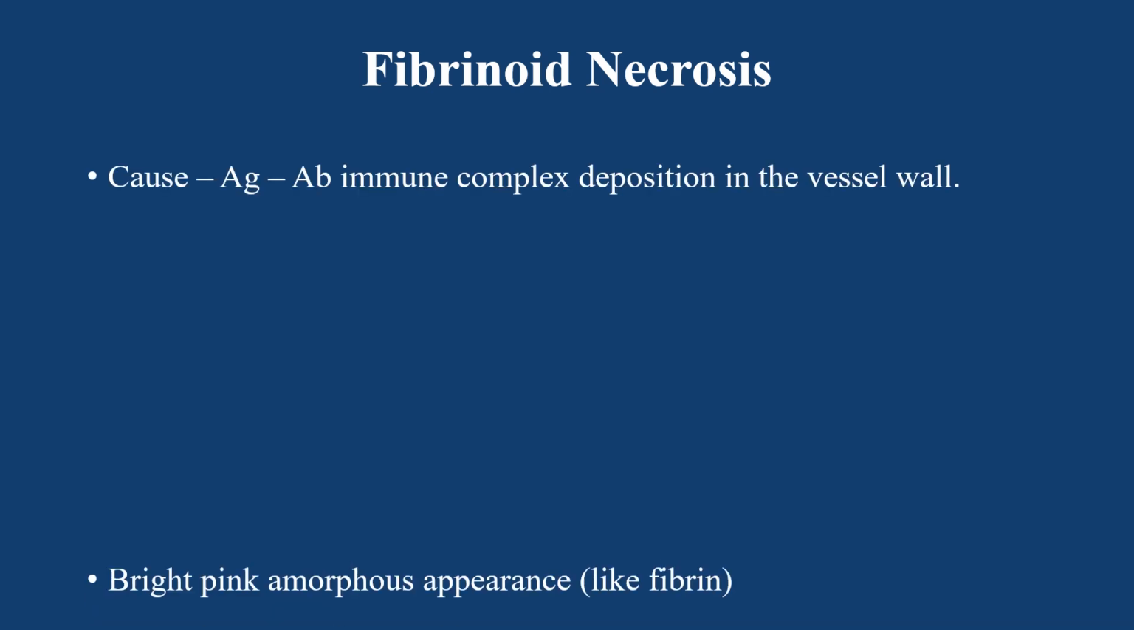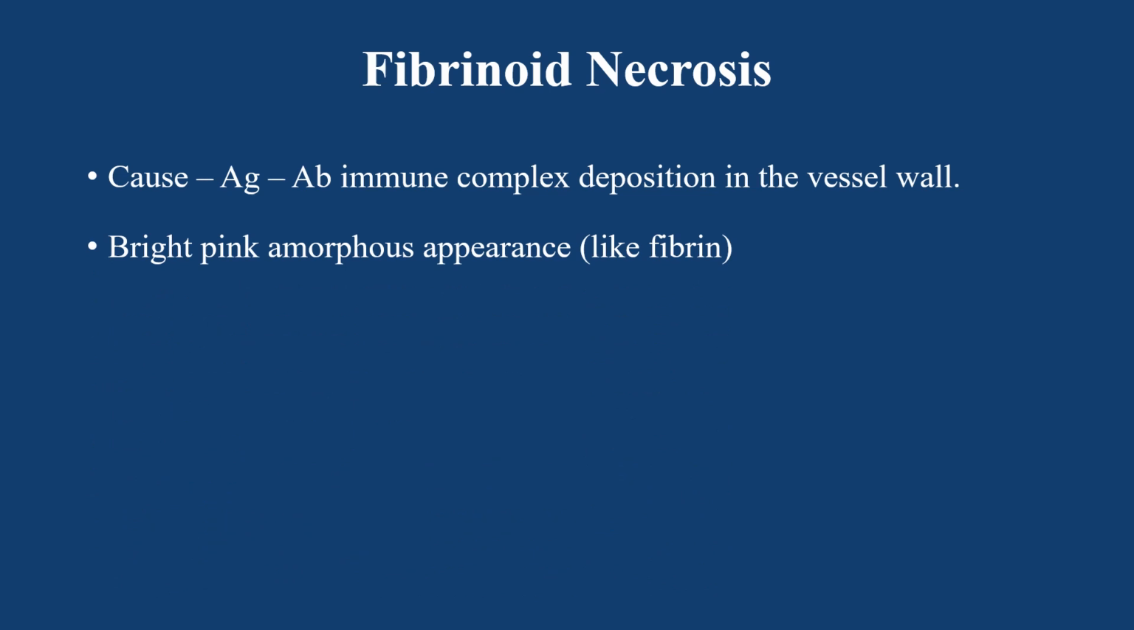Now moving on to the last type, that is fibrinoid necrosis. The main cause of fibrinoid necrosis is antigen-antibody immune complex deposition in the walls of any vessel. Because of the deposition of these antigen-antibody immune complexes, it looks like fibrin, and fibrin on H&E stain looks bright pink amorphous. That's how the name came up, fibrinoid, that is fibrin-like. The example is polyarteritis nodosa. It is a pathology of vessels where these immune complexes get deposited in the vessel wall and appear bright pink in color on H&E stain.